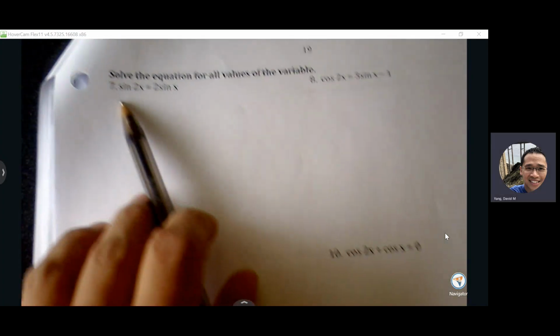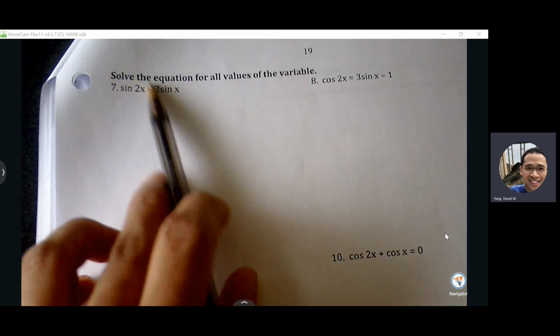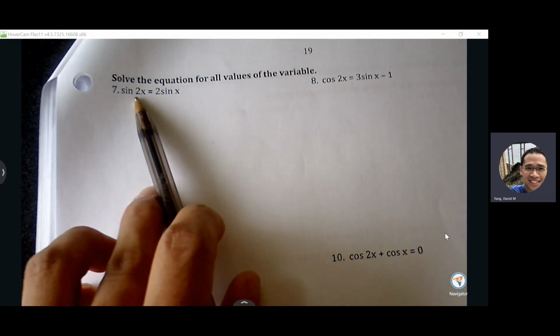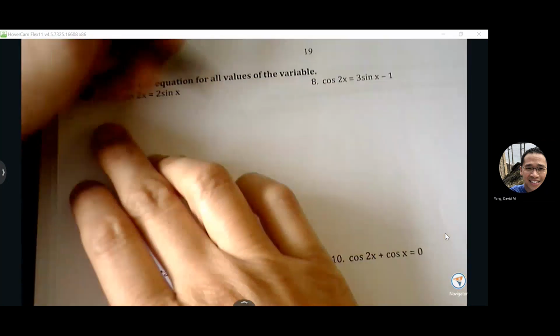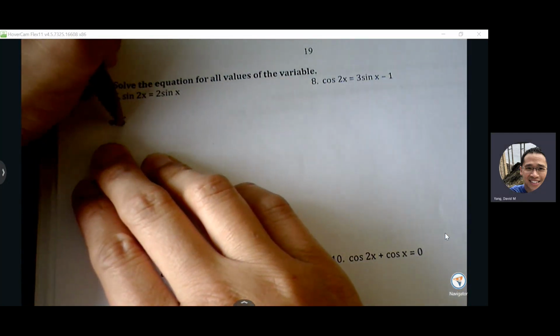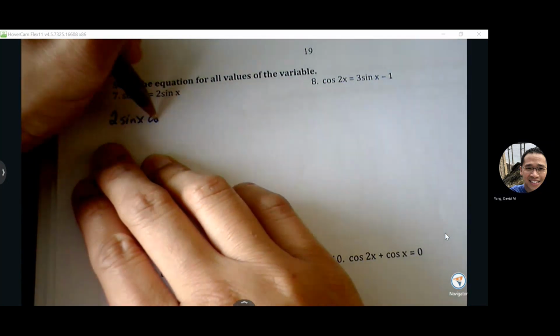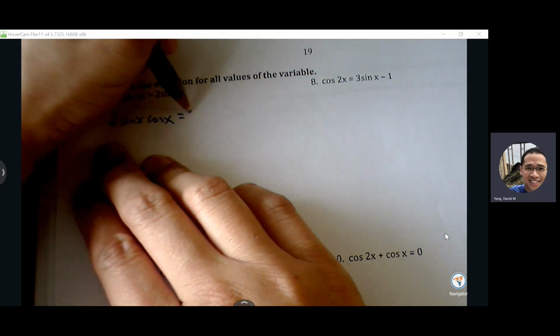Okay, number seven, sine of 2x equals 2 sine x. We can play with this, right? We got a double angle identity for sine 2x. Get it out of double angle. Then we have an easier time matching the parts.